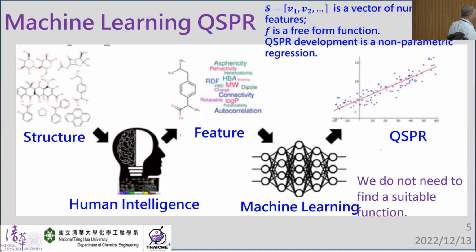But the problem with this type of machine learning QSPR is that human intelligence is still required to curate the proper molecular features, what we call the molecular descriptors, that can successfully produce a QSPR.